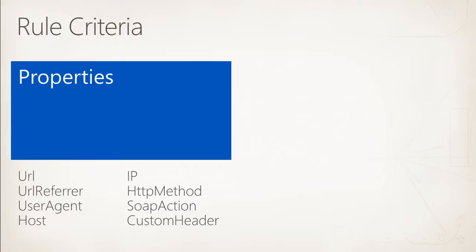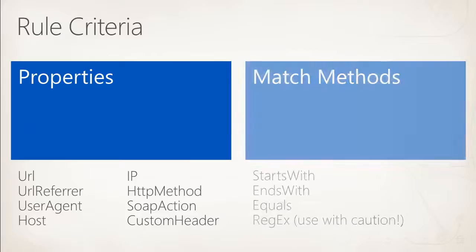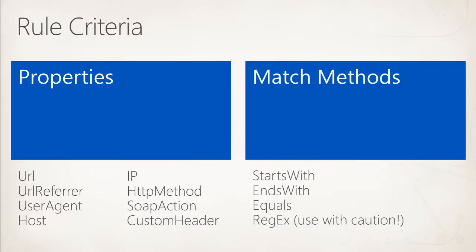And we also have the ability to use custom headers. So if we wanted to extend this based on some custom client application coming down the road in the future, we can do that. We have that sort of extensibility point. And then for each of those properties, we have 4 match methods that we can use. And they're basic string comparison operators, so starts with, ends with, equals. And then we can also use a regular expression.